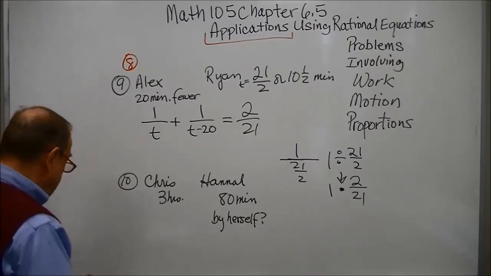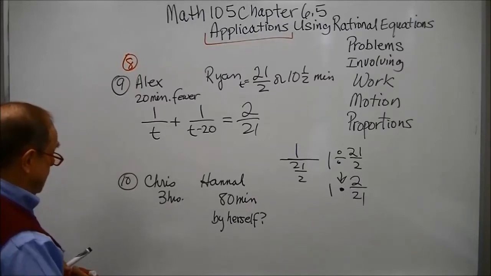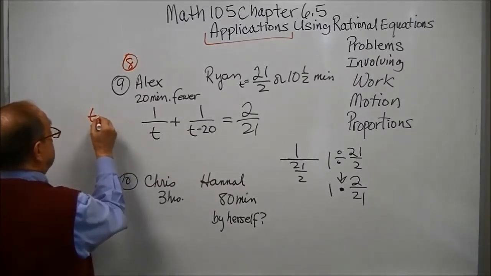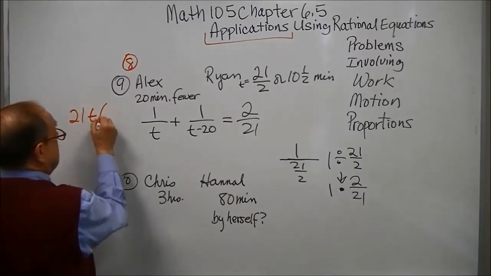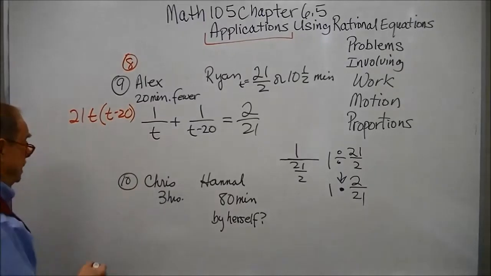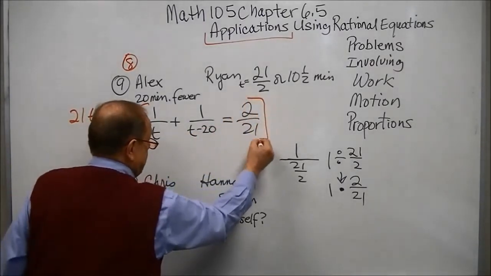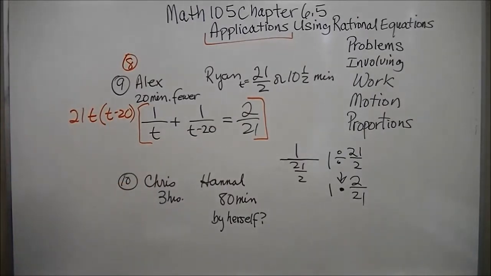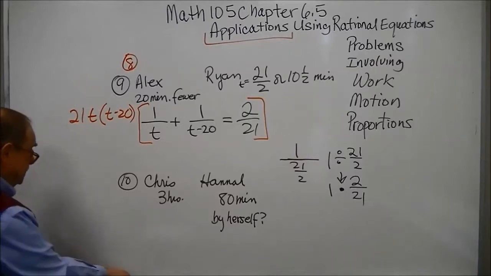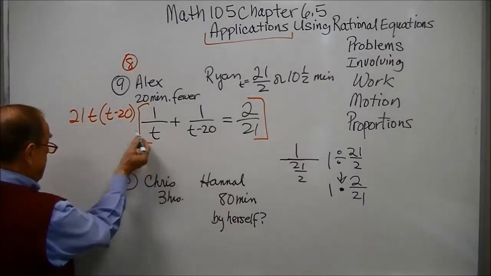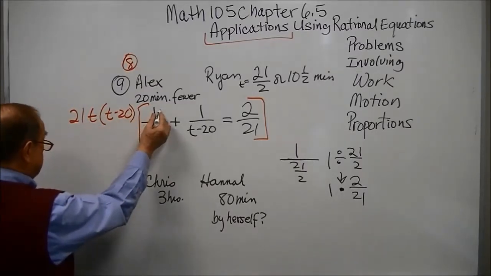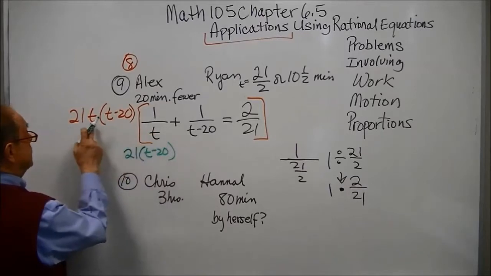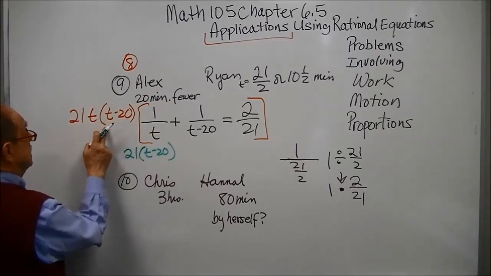Okay, so let's figure out what our common denominator will be. Well, it's going to be actually these three things. I'll put it out here, t, and we can put 21t times t minus 20. And we can put a great big bracket around everything, because now we want to multiply through to get rid of all of our fractions. So what happens? Well, here the t will cancel with this t, so this first term is going to be 21 times t minus 20. The t cancels with this t, and we're left with 21 times t minus 20.